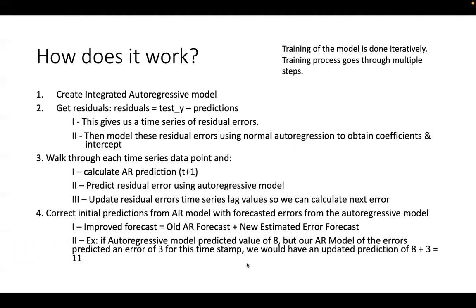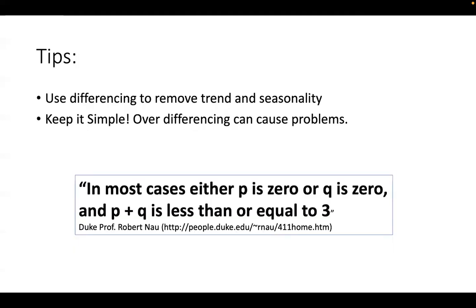This would mean that we have an updated prediction now of 8 plus 3, which is 11. And in theory, this predicted value of 11 should result in a much lower root mean squared error score than all the predictions of the original AR model. So yeah, that's in general how this whole beast of an AR model works.